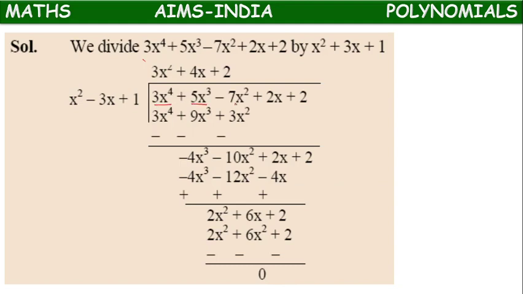3x power 4, 5x cube minus 7x square plus 7x plus 2. One minute, children.